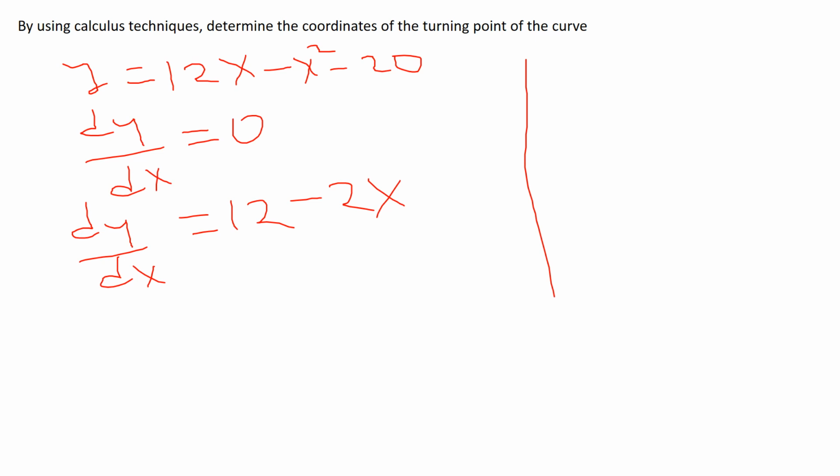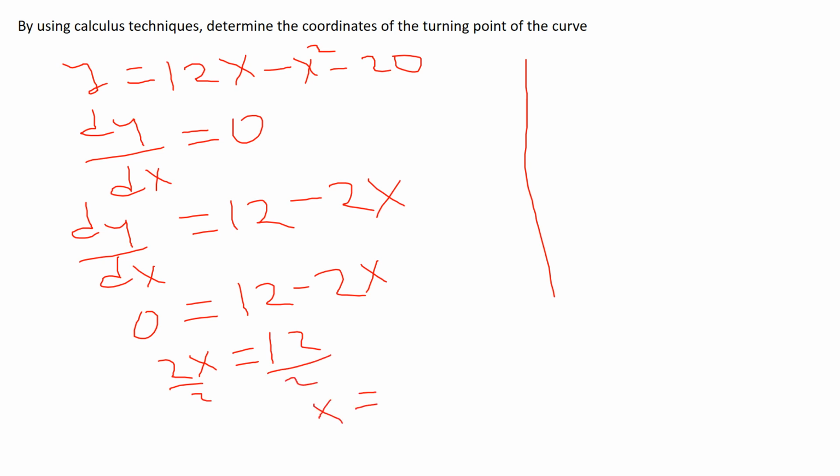So we can substitute the dy over dx with 0, so we have 0 is equals to 12 then minus 2x. So in this case we are going to get the value of x being, we make x the subject of the formula, so we are going to be left with x is equals to 6. So now we can come and substitute these in the equation so that you can get the value of y.